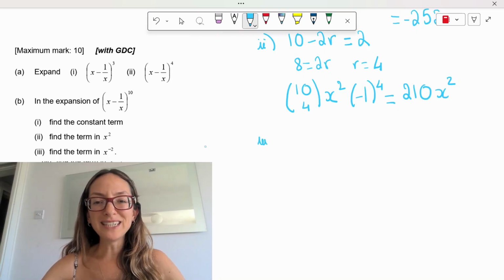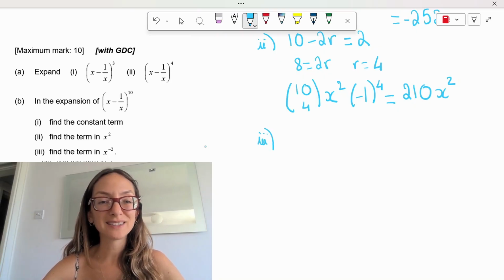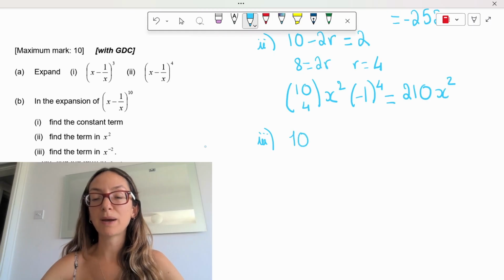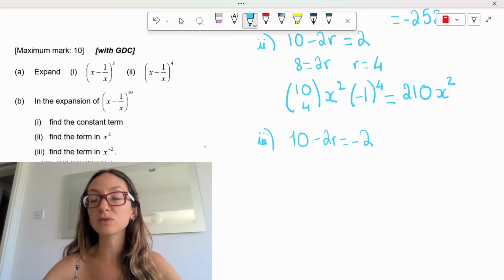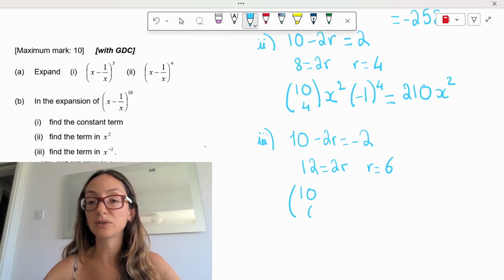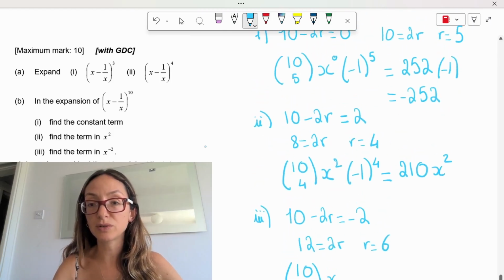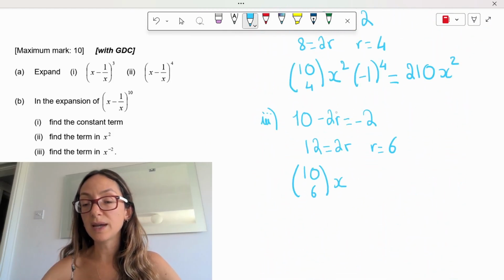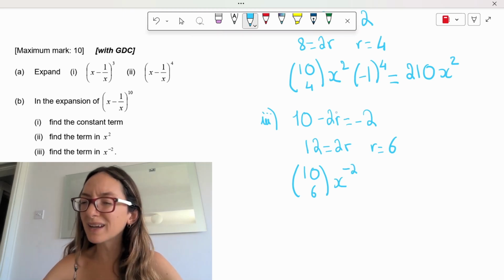I hope you've attempted it. Let's see what we're going to get. Again, the combined power of x is 10 minus 2r, and we set it to our desired value, which is minus 2. Now we solve, we get 12 is equal to 2r, which means r is equal to 6. We plug this value into our general term. So x to the power of 10 minus 2 times 6, so 10 minus 12, which in fact gives us minus 2. Again, it's worth checking.